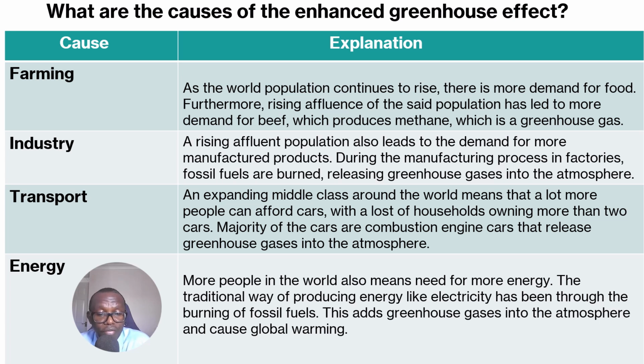And the last one we'll talk about here is energy. The way we produce our energy, especially our electricity, in most parts of the world, is through the burning of fossil fuels. And if we are doing that, then we are adding more carbon dioxide, carbon monoxide, and so on into the atmosphere, which are greenhouse gases. And again, those are leading to the enhanced greenhouse effect.